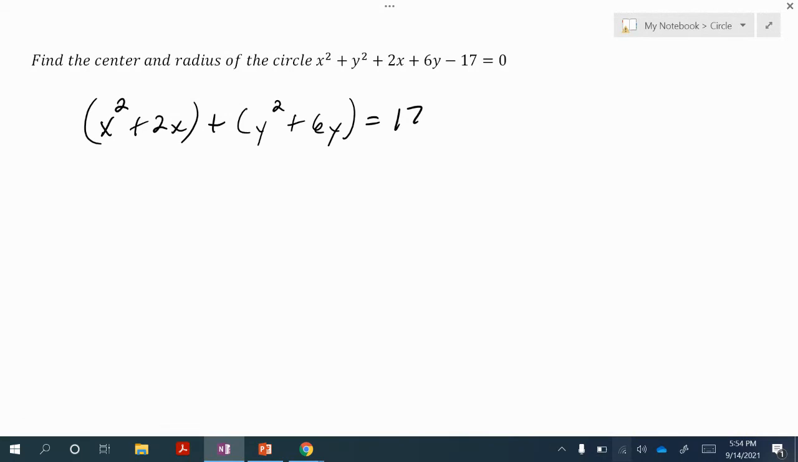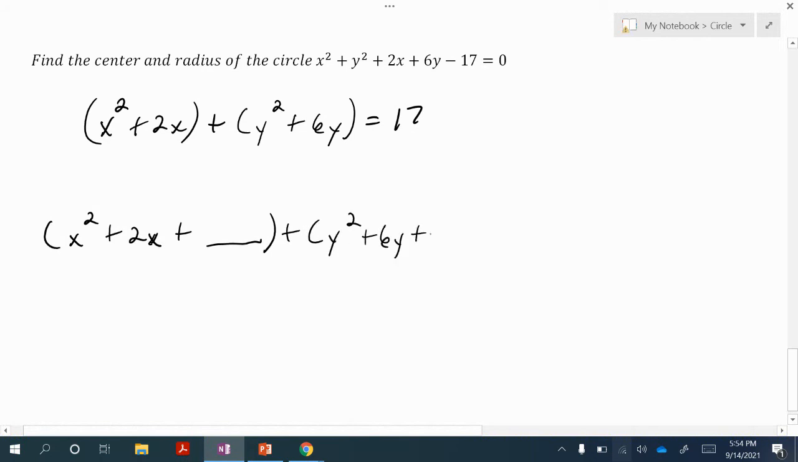Next, we're going to complete the square with both the x and the y variables. So here we have x squared plus 2x. And I'll explain what I'm doing in just one second. Okay, so here is our basic setup for completing the square.